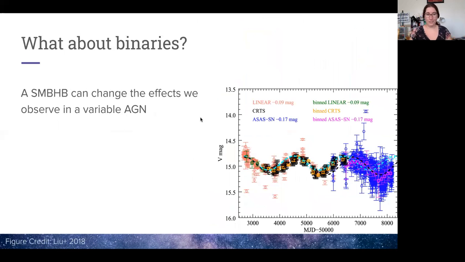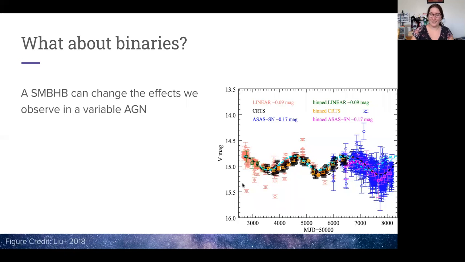But what about the binaries? You might be asking me, Caitlin, why are you just talking about AGN? Well, what we care about here in NANOGrav is supermassive black hole binaries. So a supermassive black hole binary can change the effects that we might see in a variable AGN. So even though there's a lot to study in the noise on its own, what we're really trying to look at is how this interplays with a sinusoid, which might be hidden under the noise.